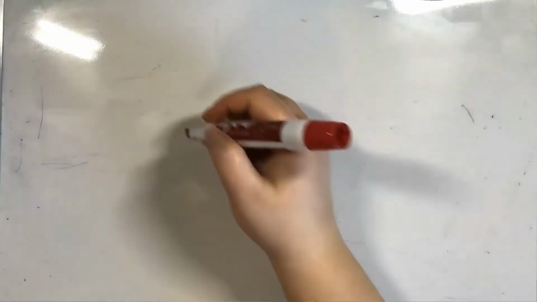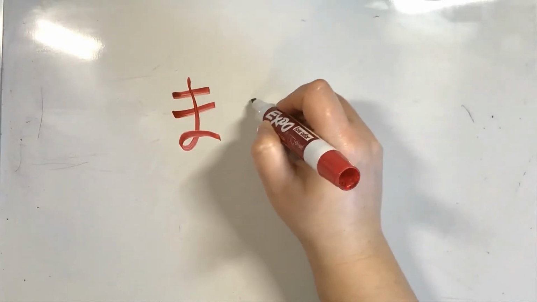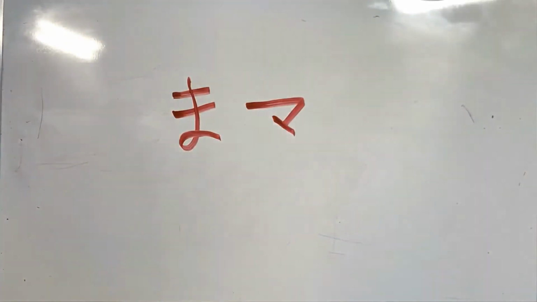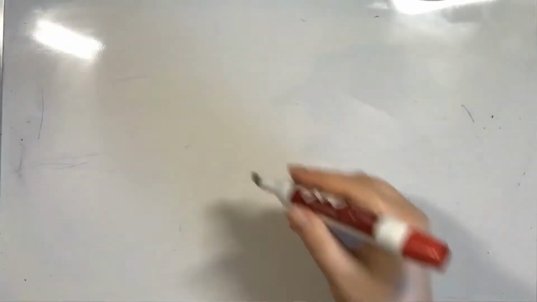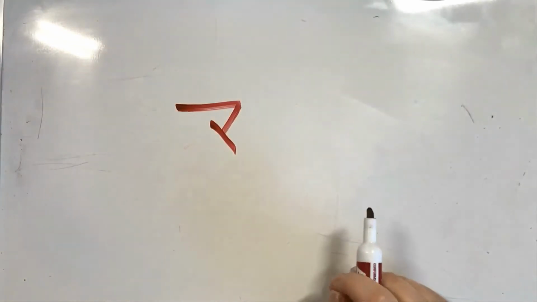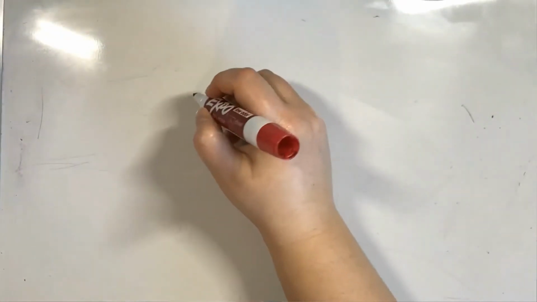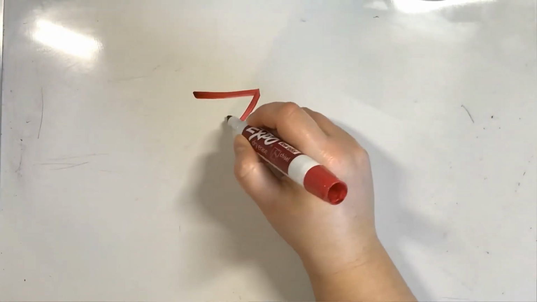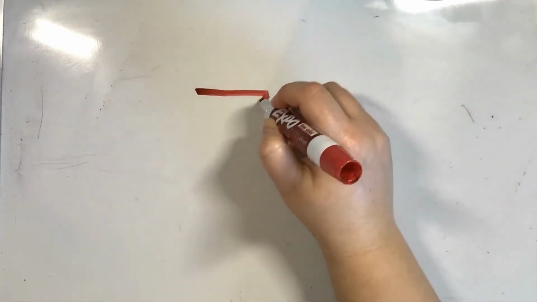So here is ma in hiragana. Here is ma in katakana. So again, not very similar in appearance. So a line across, and then down, and then a dash that meets. Across, down, intersect. One last time. Across, down, intersect.